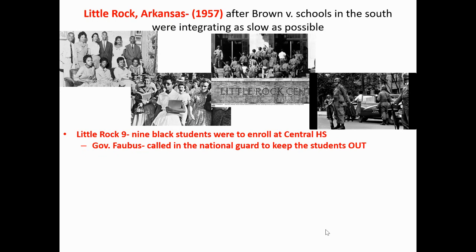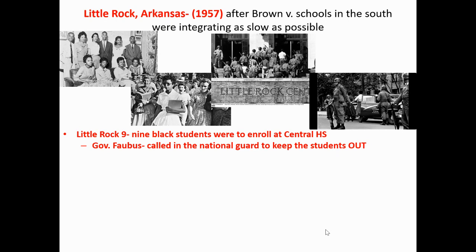Now, who are they? In the upper left-hand corner, you can see them. They are 9 Black students who are to enroll at Central High School. They were selected based on their academic excellence to be the first people to go there, right? Now, when they were called to go to school, the governor of Arkansas, Governor Faubus, called in the National Guard to keep the students out.